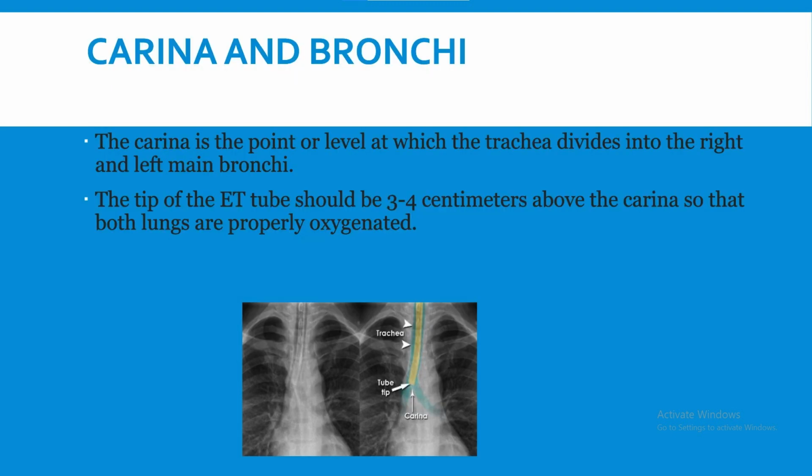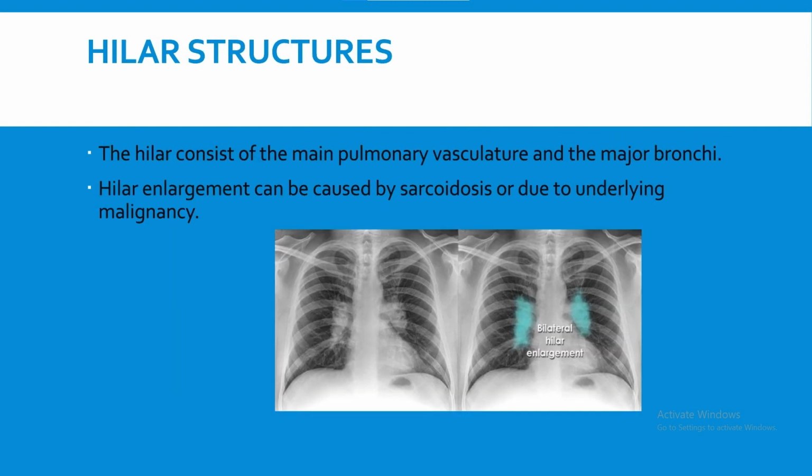Carina and bronchi. The carina is the point or level at which the trachea divides into the right and left main bronchi. The tip of the ET tube should be 4 centimeters above the carina so that both lungs are properly oxygenated. Hilar structures. The hilar consist of the main pulmonary vasculature and the major bronchi. Hilar enlargement can be caused by sarcoidosis or due to underlying malignancy.